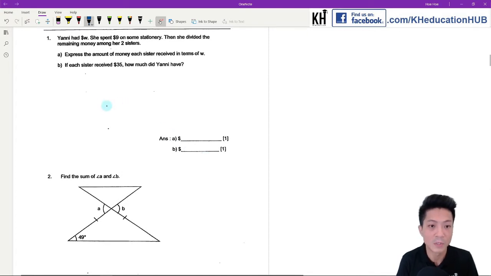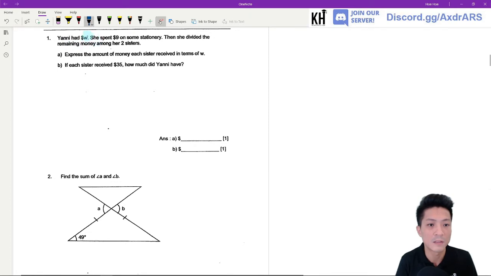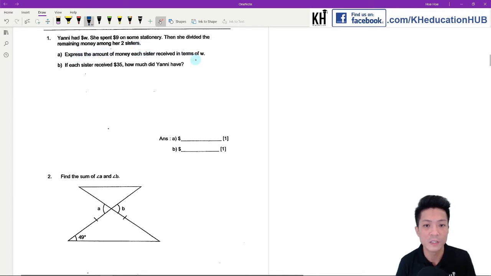Let's move on to paper 2. First question of paper 2. Yanni had $W. She spent $9 on some stationery. Then she divided the remaining money among her 2 sisters. Express the amount of money each sister received in terms of W. If each sister received $35, how much did Yanni have?